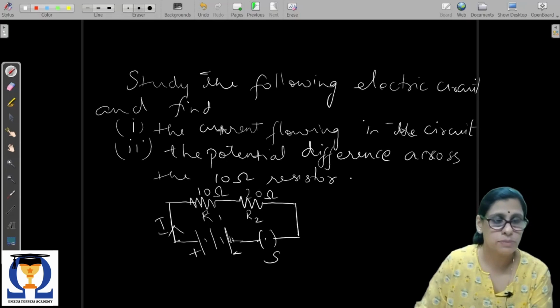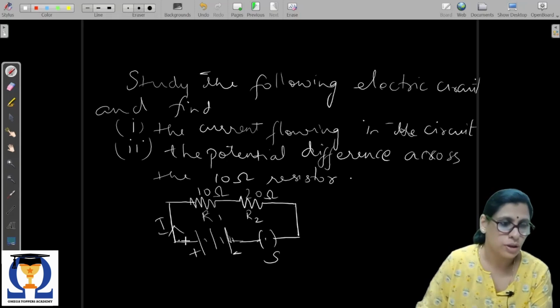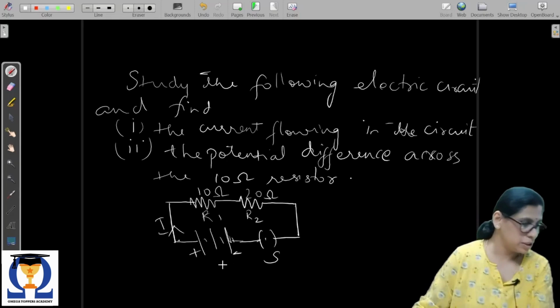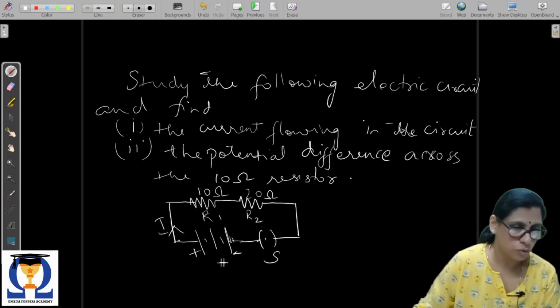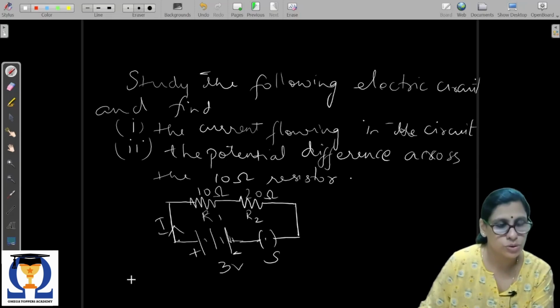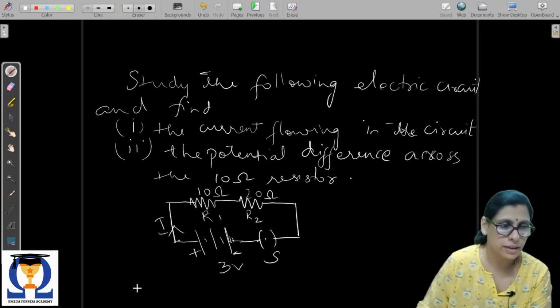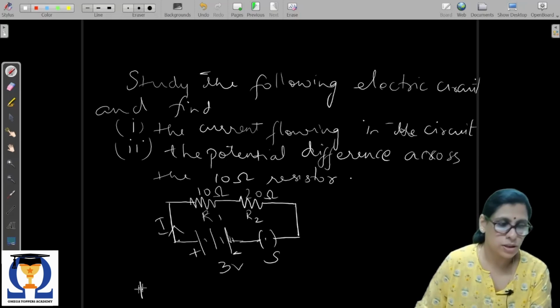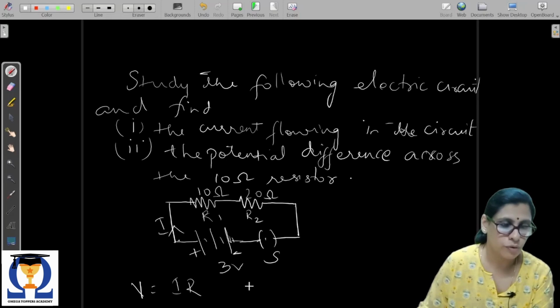So in the first part of the question, they are asking for the current flowing in the circuit. The battery source is 3 volts. The first part uses Ohm's law. We know that Ohm's law is given by V is equal to IR. Now we need to calculate I. So I is equal to V by R.